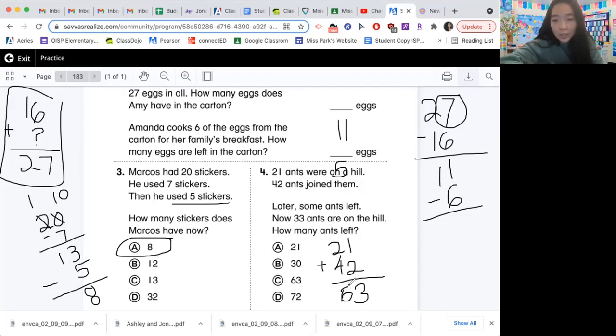So our first part is 63, but that's not our answer. We want to find out how many left. So we have 63, some ants left, and now we have 33 ants on the hill. 3 minus 3 equals 0.